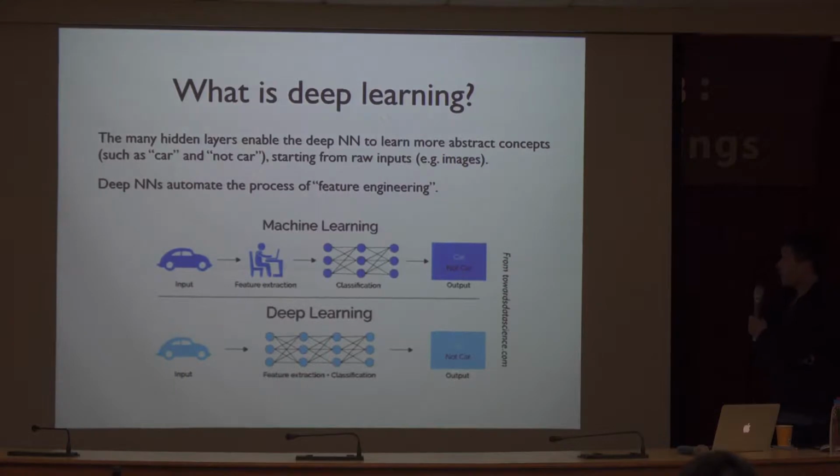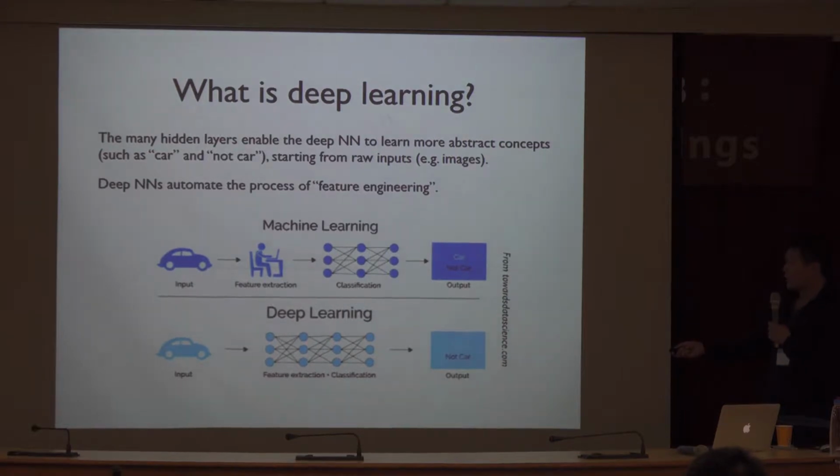What these many hidden layers somehow enable the neural net to do is to learn more abstract concepts, such as this is a car, this is not a car, starting from raw inputs, for instance, a picture of a car. One way to think about what these neural networks are doing is that they automate the process of feature engineering. This is a comparison between more conventional machine learning prior to, say, 2012, nowadays called shallow learning, and deep learning.